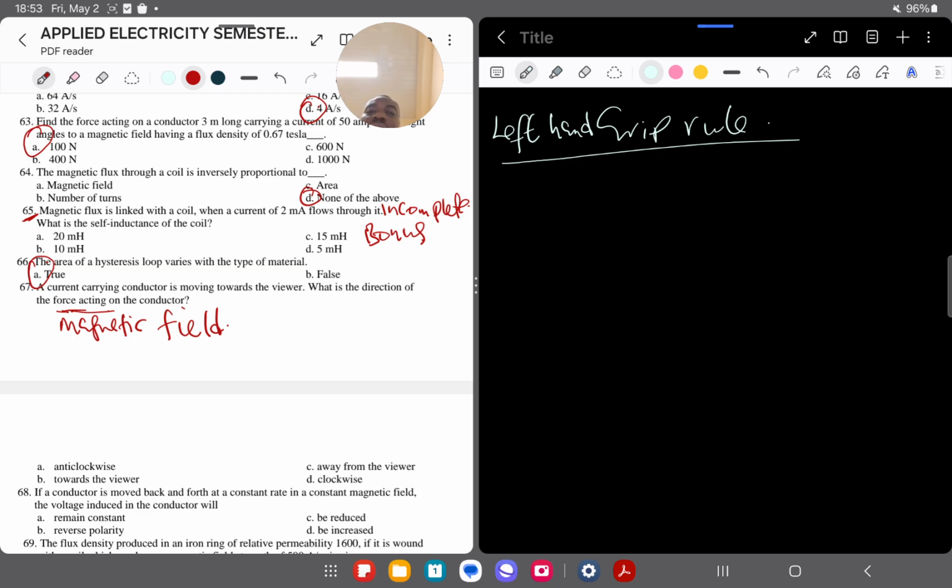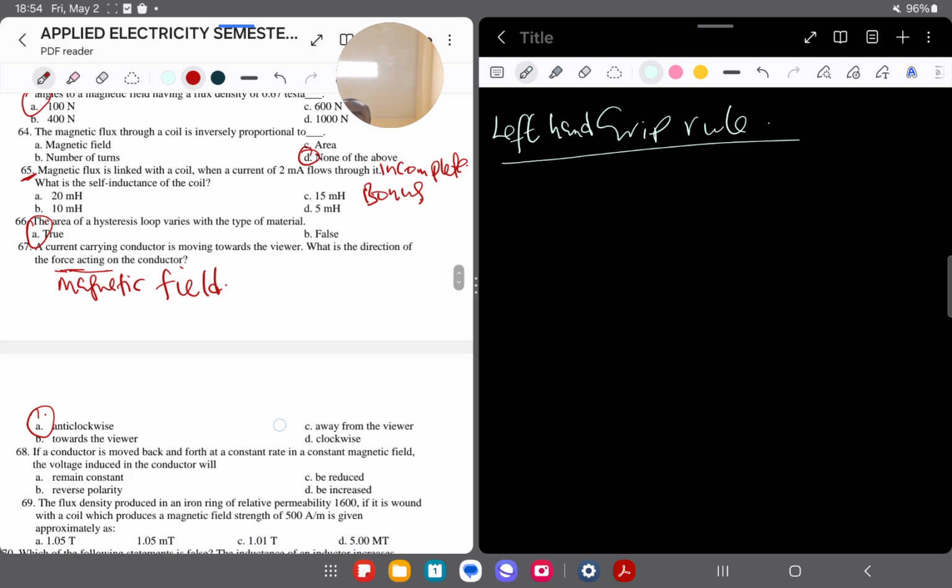If it was moving away and you are using your left hand grip rule, the direction of the magnetic field will be clockwise. So if it's moving towards the viewer, it's going to be the opposite. So the answer here is A, anti-clockwise. Using the left hand grip rule, if the current is towards the viewer, the direction of the magnetic field should be anti-clockwise.